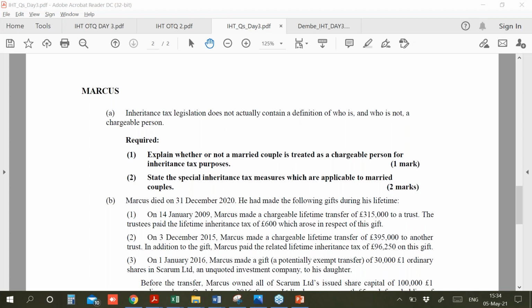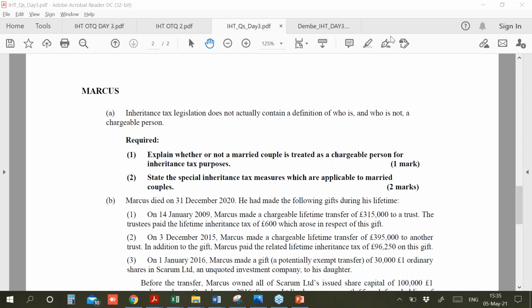Inheritance tax legislation does not actually contain a definition of who is and who is not a chargeable person. Required: explain whether or not a married couple is treated as a chargeable person for inheritance tax purposes. You tell me, guys, do they? Obviously, the answer is no. Married couples are not treated as a chargeable person for inheritance tax purposes. That is the answer. Simple as that. For 1 mark, you're not going to write more than that.